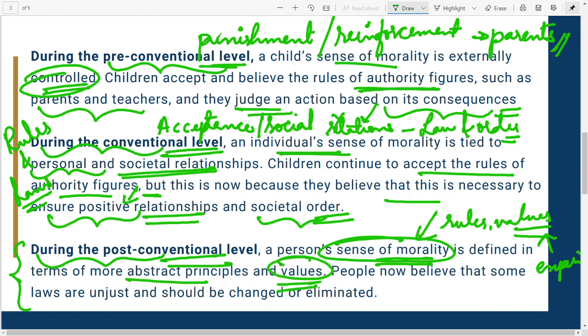वो इस पे depend नहीं करते हैं कि आपको कौन क्या बोलता है, चाहे आपको कोई पसंद करे या ना करे, आप अपने rules और values पे basically you will stand up for it. Okay, you believe in your own rules and values. People now believe that some laws are unjust, है ना. तो यहाँ पे क्या होता है कि लोग believe करना start देते हैं कि थोड़े rules जो हैं वो भी सही नहीं हैं.